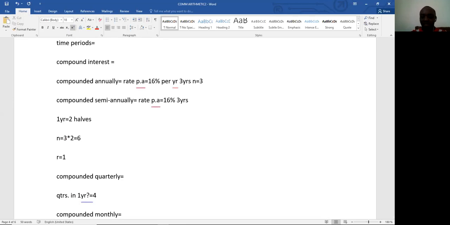You take the 16% and you divide it by the semi. Semi means 2, so for 1 year you divide by 2. You can see the rate you have been given here is per year, but compound interest is done in halves. So you have to divide this rate by 2. 16% divided by 2, what are you going to get? That is now going to be your new rate. 16 over 100 divided by 2. It is very simple.